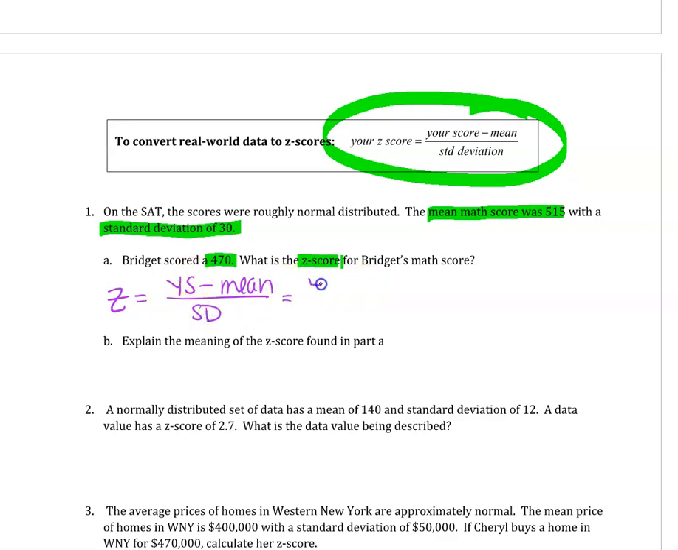So her score was a 430. The mean was a 515. Standard deviation is 30. So if I take the difference, divide by 30, I'll save you some time here, you'd end up at -1.5. Now what that means is she scored 1.5 standard deviations below the mean because of that negative.